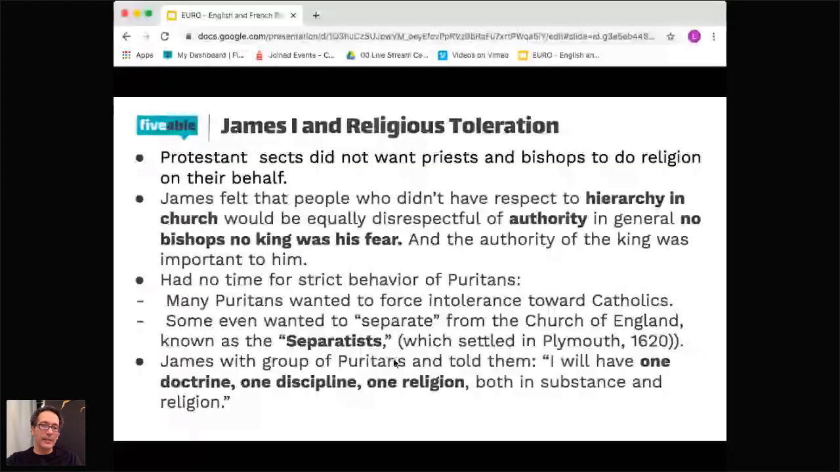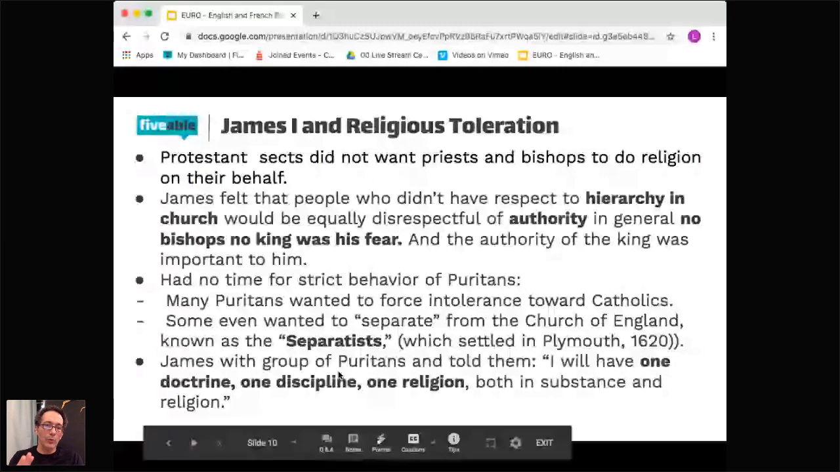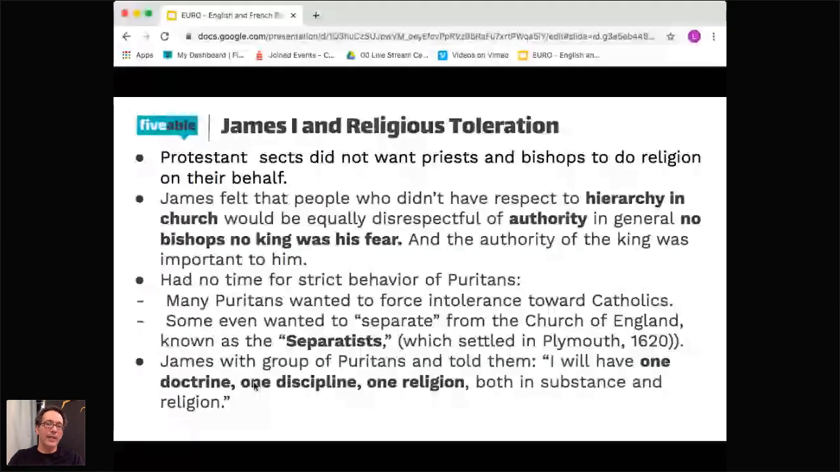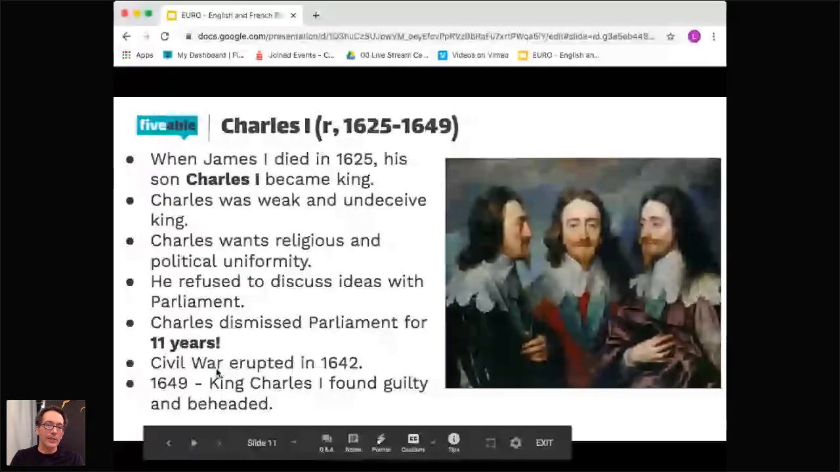But James makes it clear that he doesn't want any kind of opening up for dialogue about religion. He basically, as he says to Parliament, wants one doctrine, one discipline, and one religion. He basically goes off: I don't want every person coming up one day saying, I would like this way or that way. One way, basically my way or the highway. That's kind of James' situation.